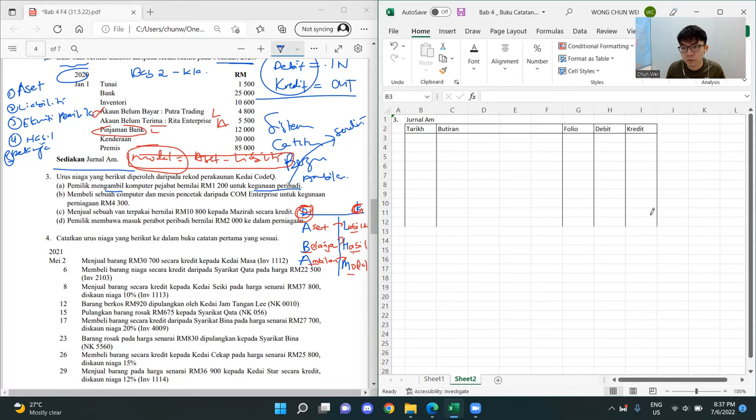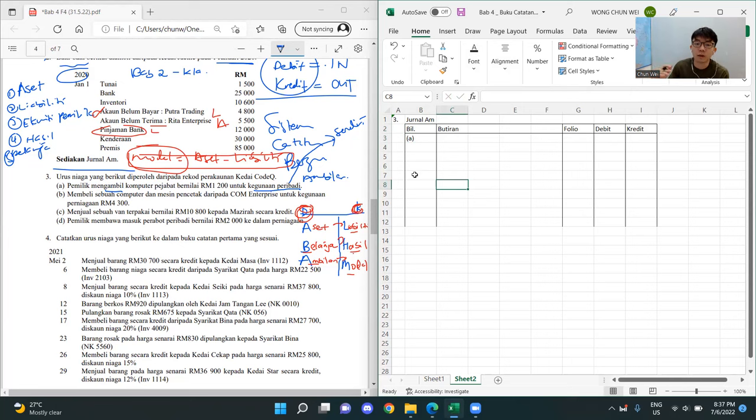Okay, but for this question, there's no tarikh, right? You can't see any tarikh. So this one you can actually put bilangan, can also put bil. So for this one, you can put A like that. All right, so that's how flexible jurnal am is.